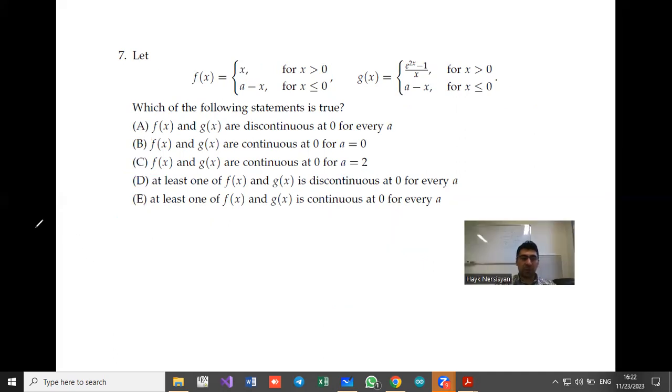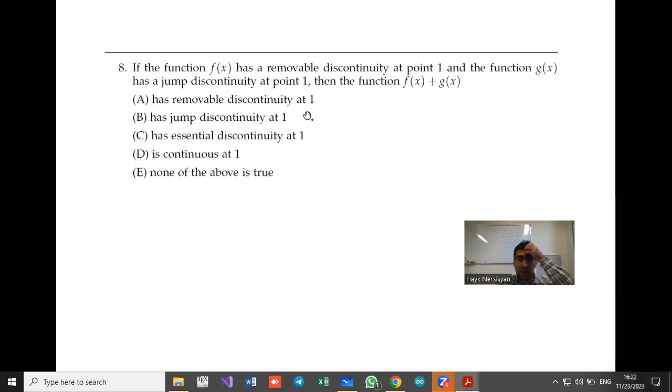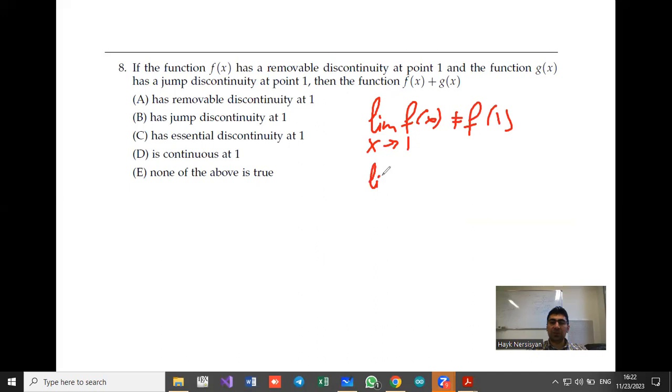And the next one, 8. We have two functions, f and g. f has a removable discontinuity point. Removable means that the limit of the function exists, but is different from the value of our function. So the limit of f exists as x goes to 1, but this number is different from f(1). And g has a jump discontinuity. Jump discontinuity means sided limits are different. The limit of g(x) as x goes to 1 from the left side is different from the limit of g from the right-hand side. So we have two different limits for g. For f, both sided limits are equal but different from f(1).